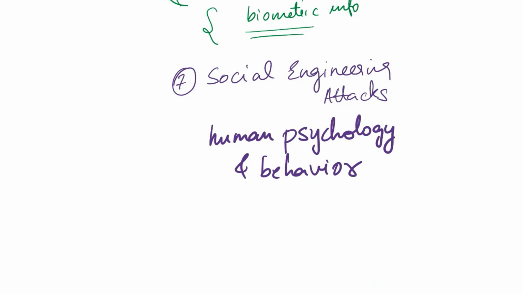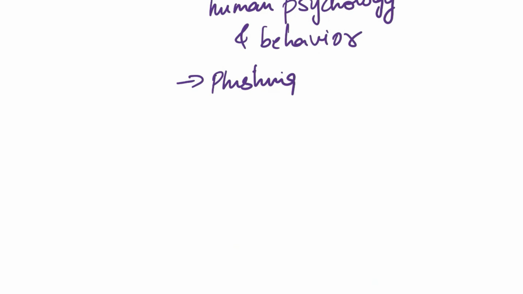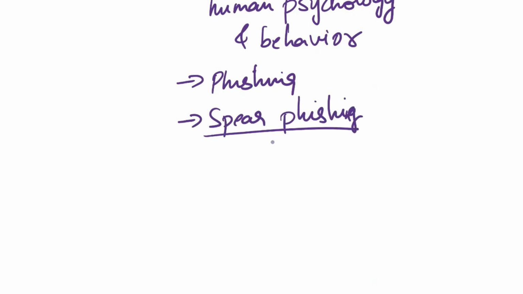Let's see some of the common types of social engineering attacks. First one, phishing. In phishing attacks, the attacker sends fraudulent emails, messages, or websites that mimic legitimate entities such as banks or trusted organizations. The goal is to trick recipients into providing sensitive information like passwords, credit card numbers, or personal data. Next one, spear phishing. Spear phishing is similar to phishing but more targeted. Spear phishing involves customized messages sent to specific individuals, often using personal information to make the attack more convincing.